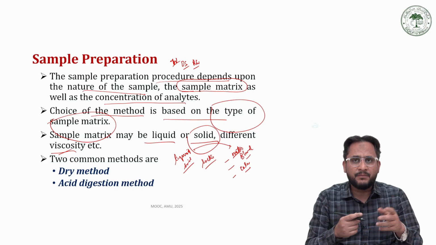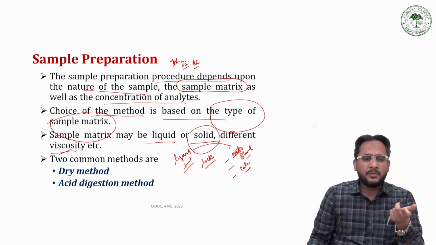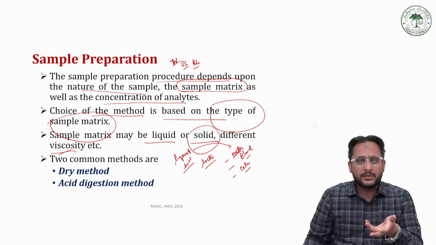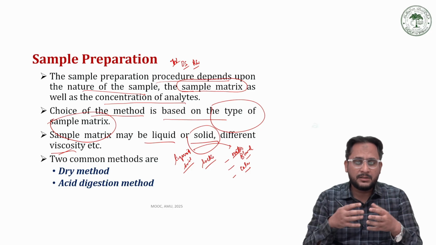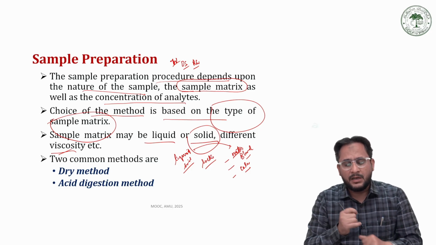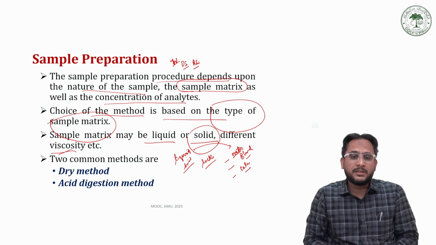For example, in case we are having normal tap water or groundwater, we directly filter that sample so as to remove all the suspended impurities, because those impurities ultimately cause clogging, especially in the nebulizers.